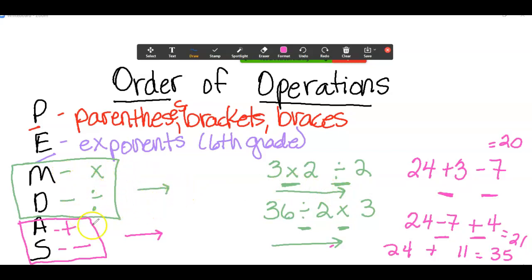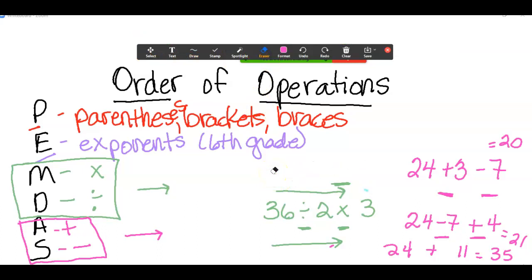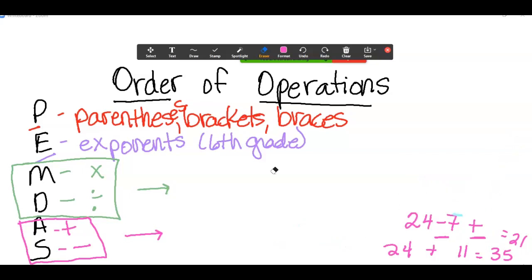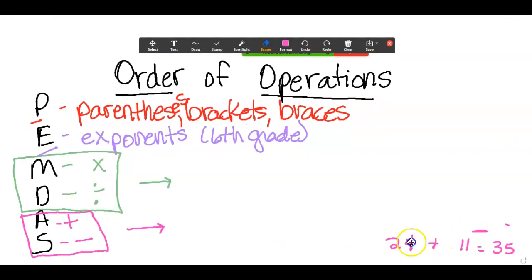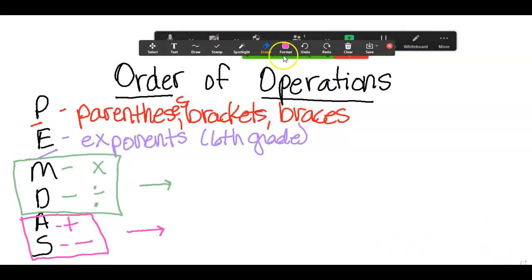So really, this is the most tricky part of order of operations. It's just making sure that we're going from left to right for multiplication and division and left to right for addition and subtraction. Okay, so I'm going to erase all of this and we're going to do a couple of problems together so that you can see how this works. We're going to use PEMDAS.